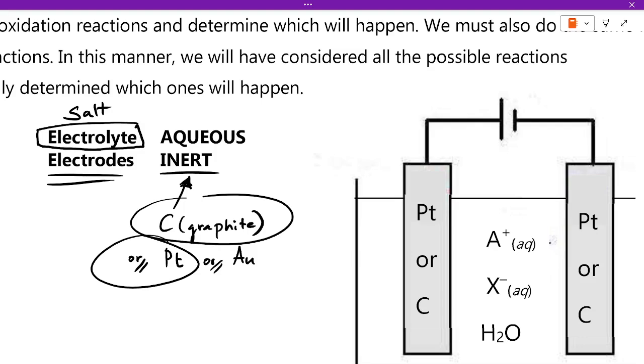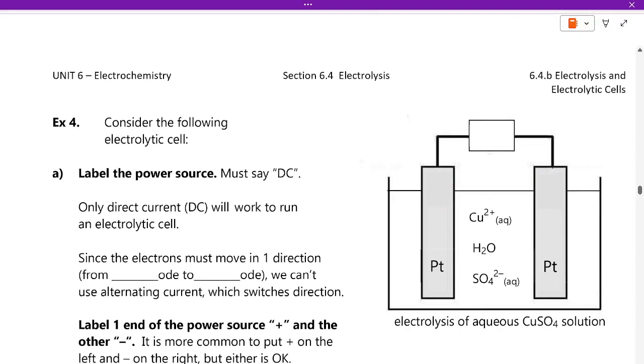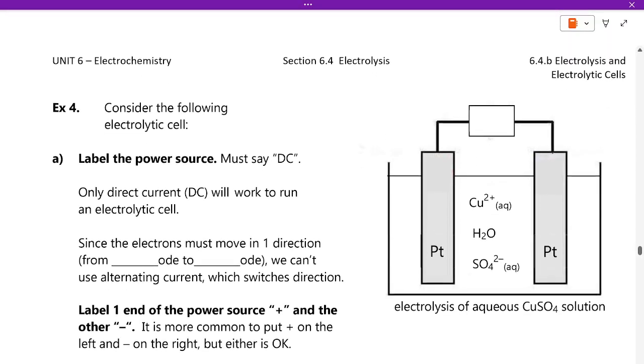I just bring these things up because you'll sometimes see, do you know what I mean? Like if I don't give you the full picture, then you'll be like, platinum? Is that inert? Okay, so it's going to look like this, and you're going to have to figure out who gets oxidized and who gets reduced. All right. Consider the following electrolytic cell.